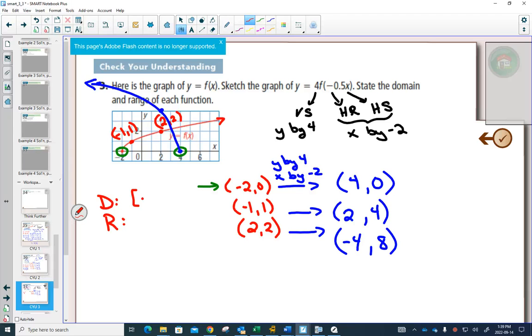Okay, so -2, to infinity. And the range, the smallest y value is 0, goes up forever to infinity.